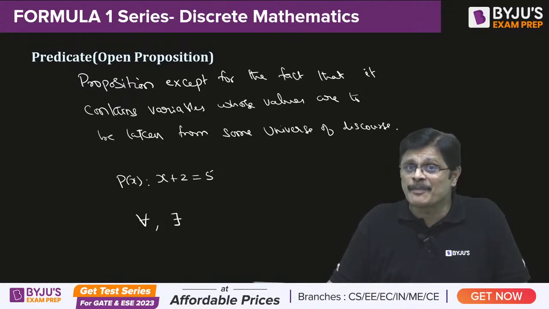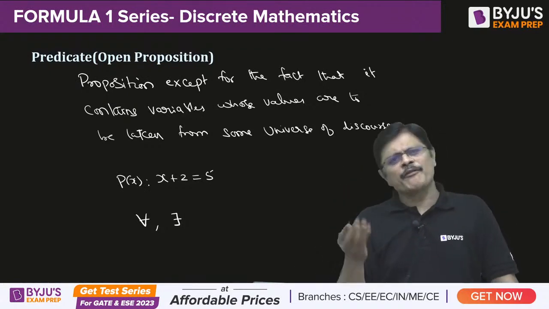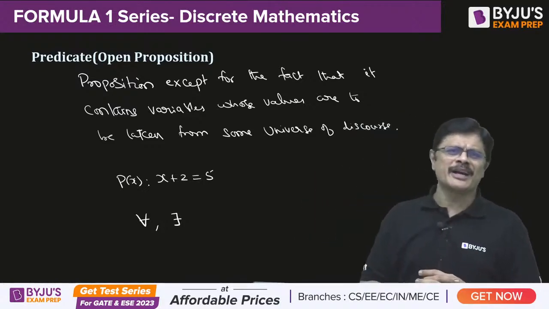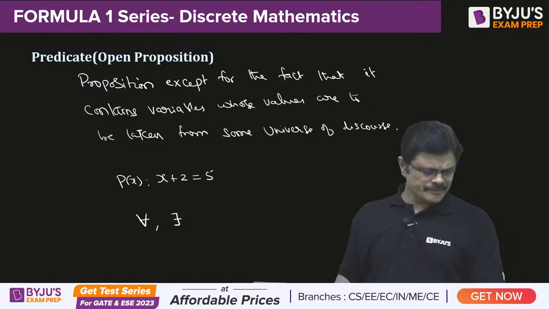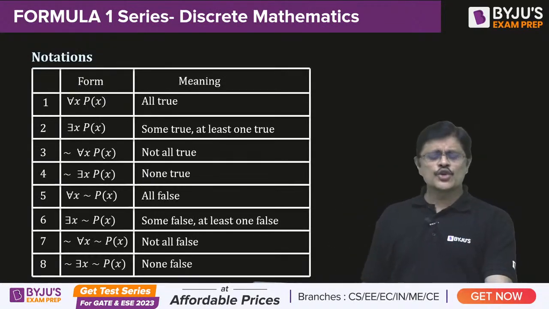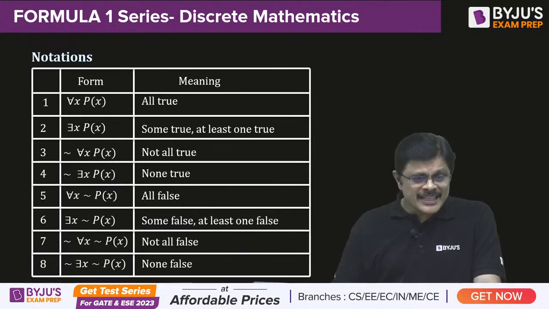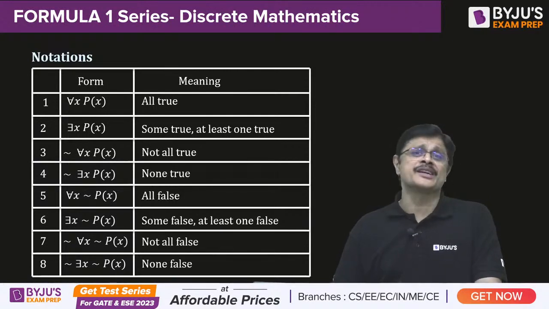If you want to understand predicate logic, you should understand the meaning of the form. Of course, truth value comes only when you have a particular universe of discourse, my dear friends. Otherwise, you cannot have the truth value. Am I clear? So, these are the standard forms and their meanings. If you want to understand predicate logic, you need to understand this, my dear friends.